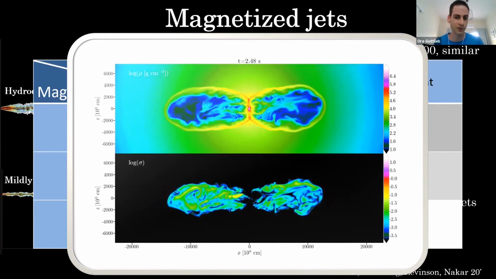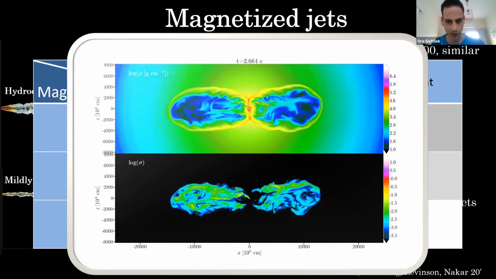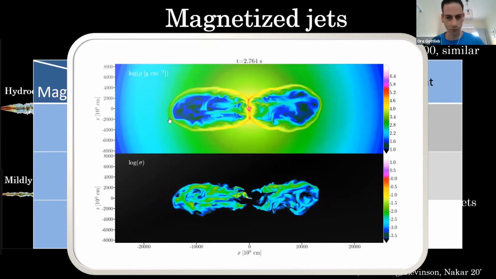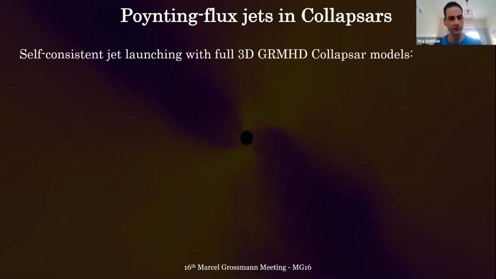And this is a self-consistent simulation, and in this sense, it's also more promising than just injecting the jet by hand. So let me tell you, in my last slide, a few things about what we hope to achieve with this type of first collapsar simulations in GRMHD.